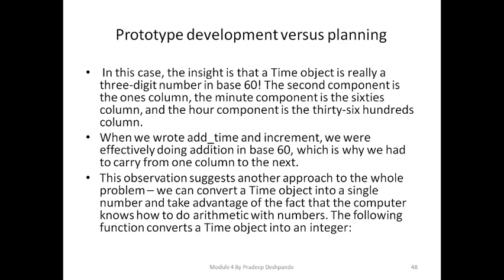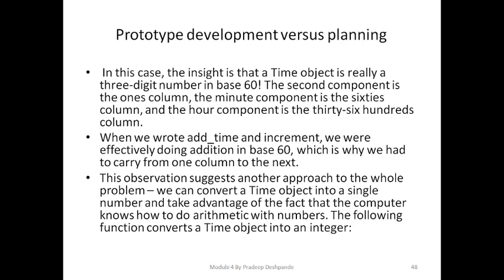It's really a 3-digit number in base 60, isn't it? 3-digit in the sense of hours, minutes and seconds. The second component is the ones column, the minute component is the 60s column, and the hour component is the 3600s column. Hours are 1 to 12, minutes are 1 to 60, and seconds similarly. Second is the ones column, minute is the 60s column, and hours is the 3600s column.